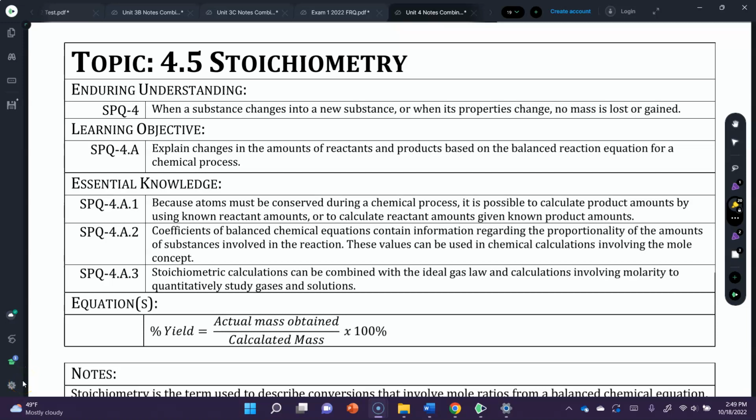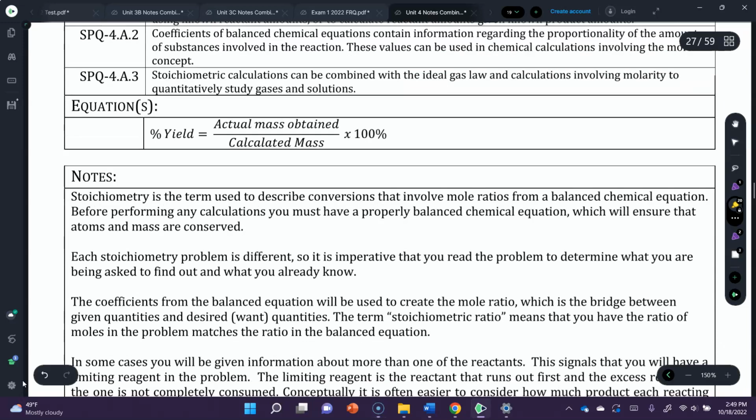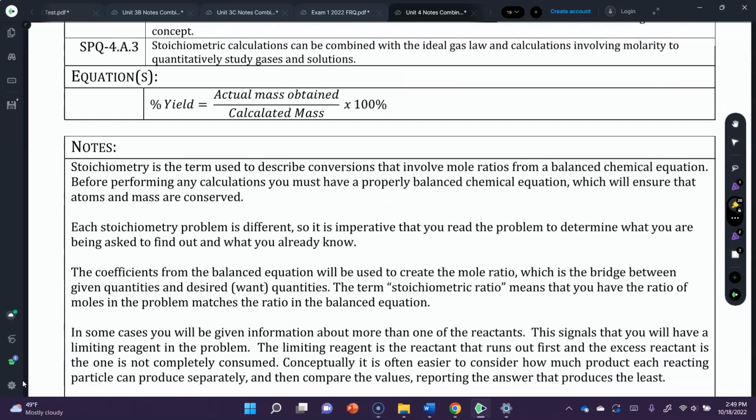Everyone, welcome to topic 4.5, stoichiometry. In this, you should be able to explain the changes in amounts of reactants and products based on a balanced equation for a chemical process. This includes mathematical representations.